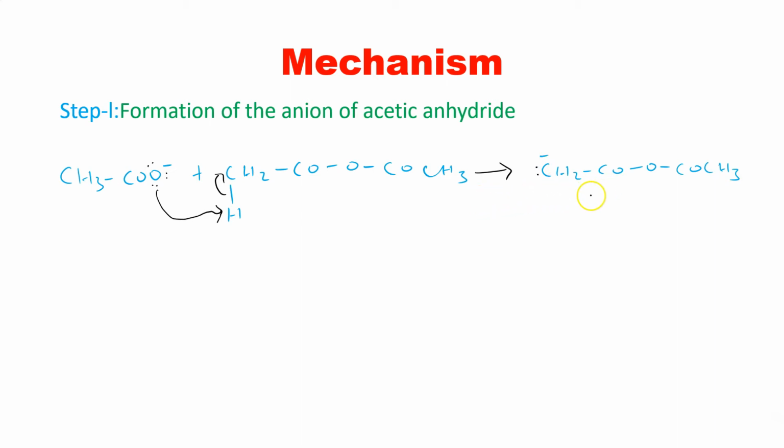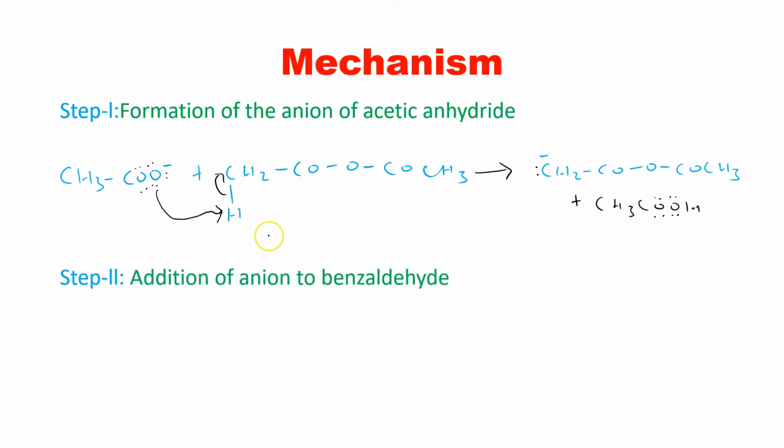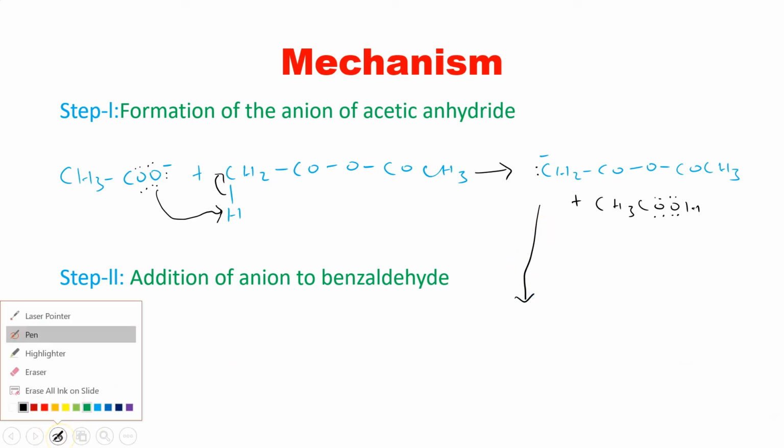And one more product that we get is acetic acid, as the abstraction of a hydrogen takes place. Now there are two lone pairs of electrons on these oxygens, both the oxygens, and one has been utilized for formation of a bond with a hydrogen. Now in the further step, there is addition of anion to benzaldehyde. So further I will directly write that there is further addition of benzaldehyde to this anion.